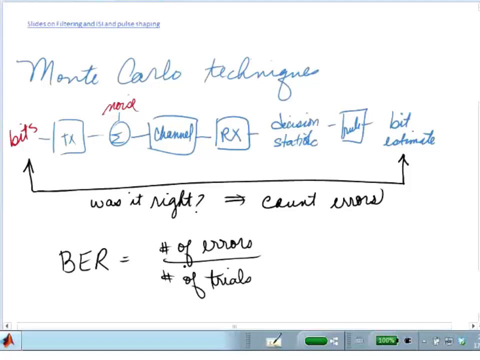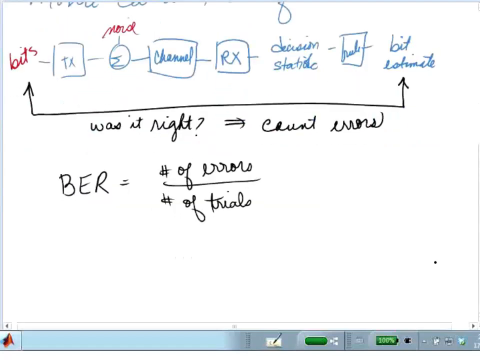So how long is long enough? How do I know that I've run it long enough? Well, if I don't measure any errors, does that mean the bit error rate is 0? Or does it mean that I haven't run enough trials? Well, of course, the only way to know is to run more trials. So you run more trials. Maybe you finally get one error. Can you stop then? Is one error enough to give you a good estimate?